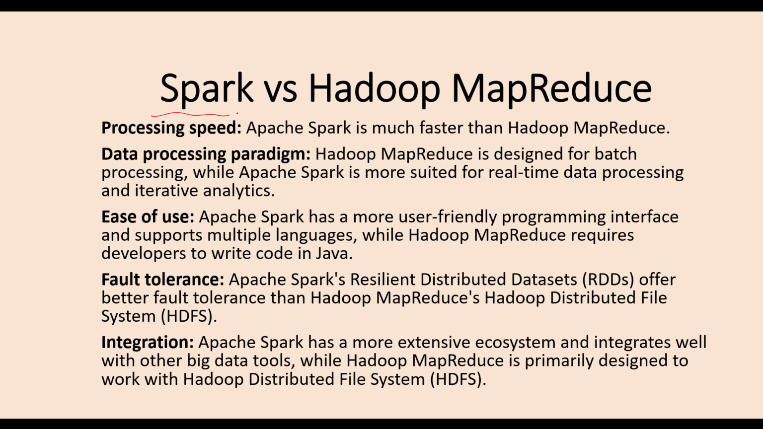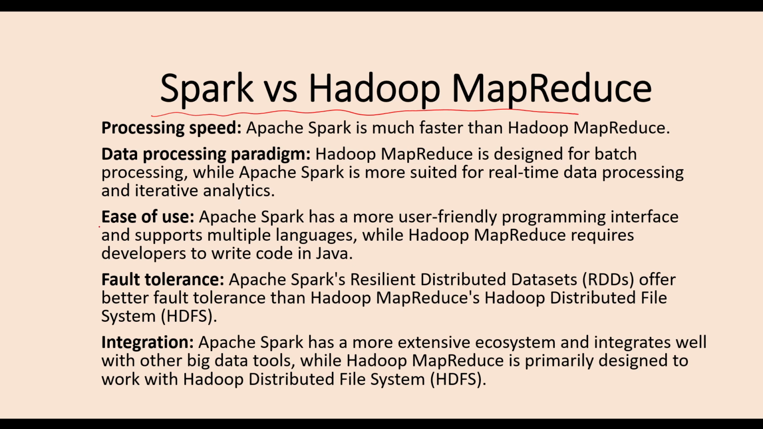If you want to understand the difference between Spark and Hadoop, this is also very interesting. Let's see. In terms of processing speed, if I compare MapReduce and Spark, then Spark is much faster, because a lot of IO is not involved in Spark as compared to MapReduce. For the data processing paradigm, MapReduce is designed primarily for batch processing. It doesn't deal with real time, but we can do it; it's primarily designed for batch processing. Apache Spark is more suitable for real time data processing.